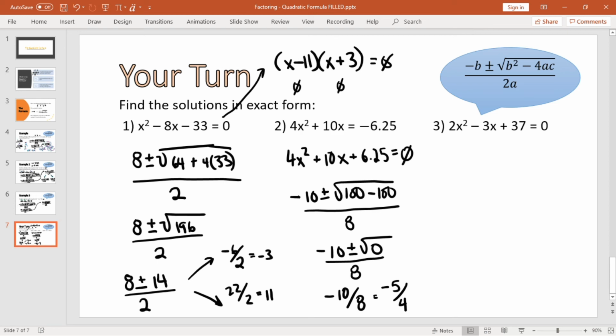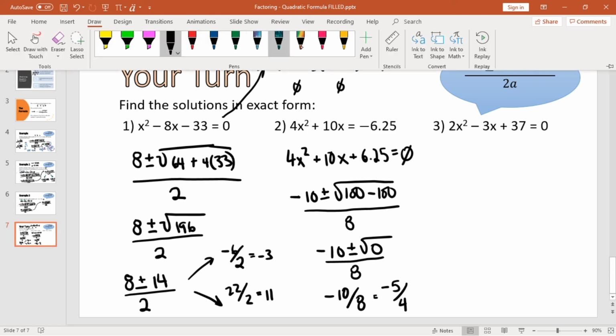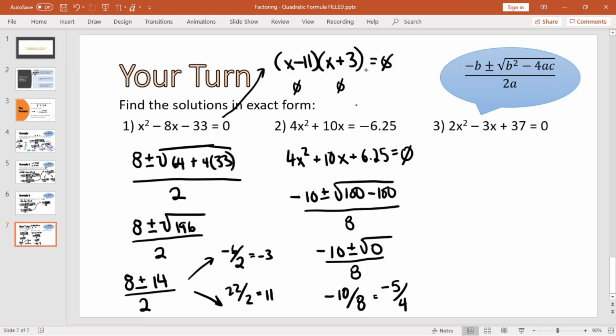Okay, so what does this mean? This just means that this parabola only touches the x-axis once, and that's completely fine. So if you'd been doing graphing with this, you would have had a situation where it's something that looks like this, at negative 5 over 4, where the vertex is just on the x-axis. That's fine. Be aware that this is valid.